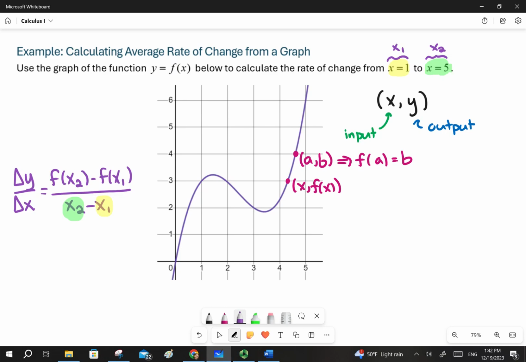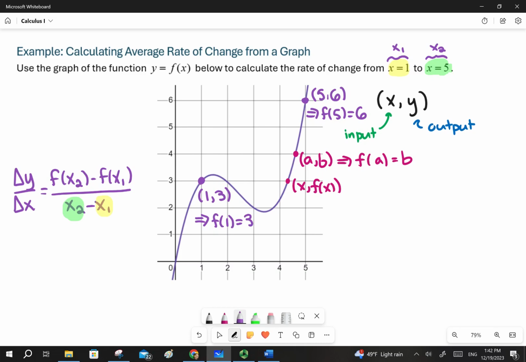The point on the graph with x-coordinate 1 is (1, 3). So f of 1 equals 3. The point on the graph with x-coordinate 5 is (5, 6). So f of 5 equals 6.